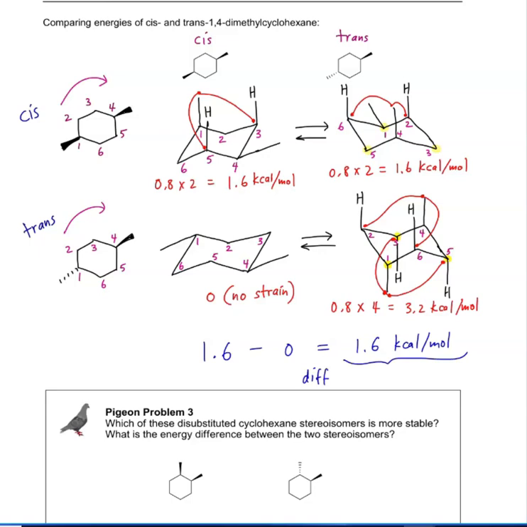So this is the difference in energy between the two stereoisomers. Okay, so which numbers do you plug in here? Is it always cis minus trans, or could it be trans minus cis? That just depends. It's going to be the larger number minus the smaller number, which is what we did here.